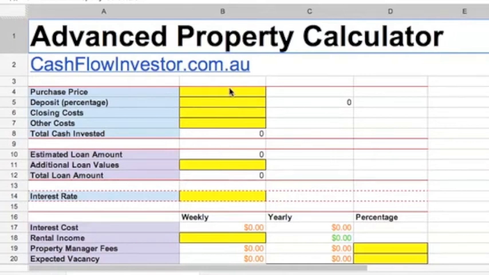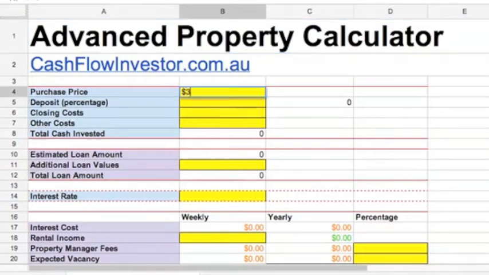We start with the purchase price. Let's say we're purchasing a property for $300,000. And what deposit are we going to put down? Let's say we put down a 20% deposit on that. What are our extra closing costs on top of that, like fees and things like that? Let's just say 1500, and other closing costs are zero.